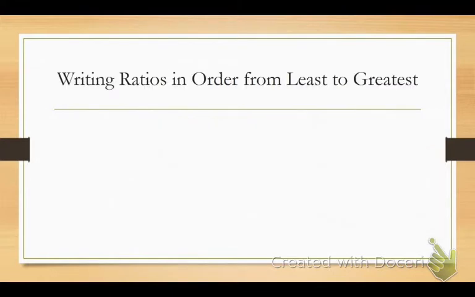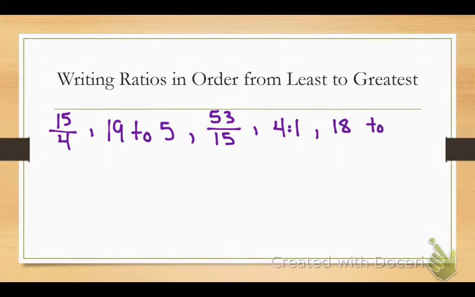Now we're going to put them in order from least to greatest. We have 15 over 4, 19 to 5, 53 over 15, 4 to 1, and 18 to 6. You can see that they're all written in different formats, some as a fraction, some with the word "to," some with the colon. In order to compare them, I must first convert them to decimals. I do that by dividing the first number in the ratio by the second number. I can use my calculator.